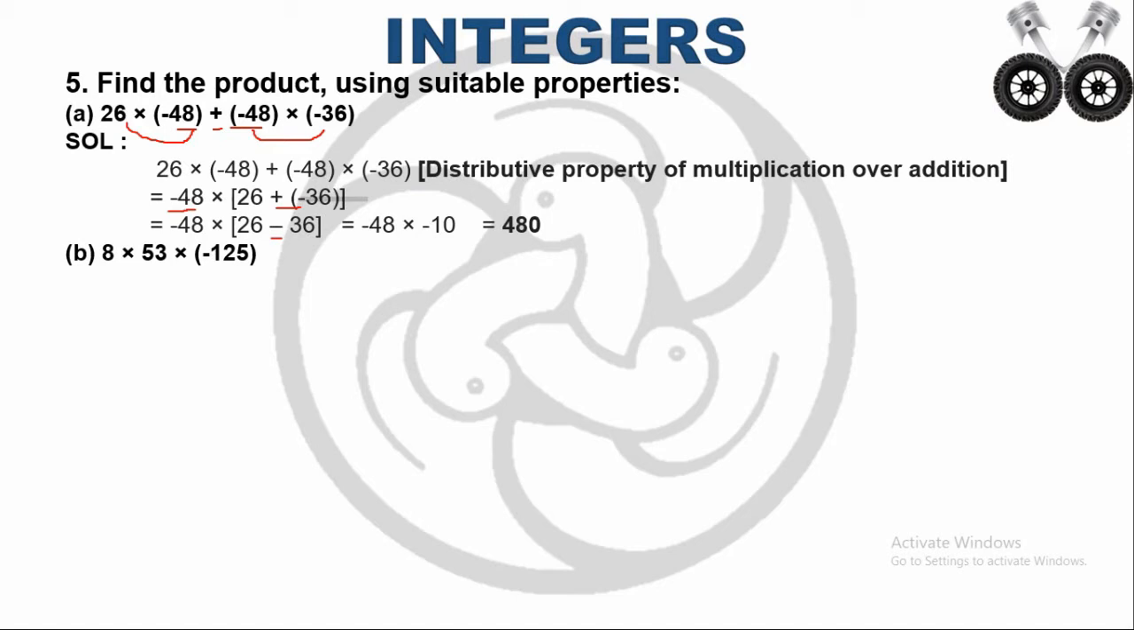So 36 minus 26, I get the answer as 10. The biggest number is 36. The sign for the biggest number is the negative sign. So I will get the answer as minus 10.